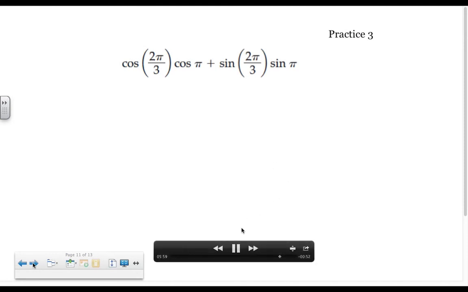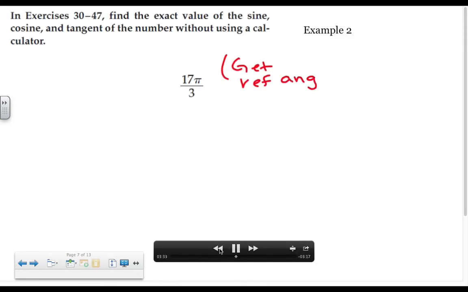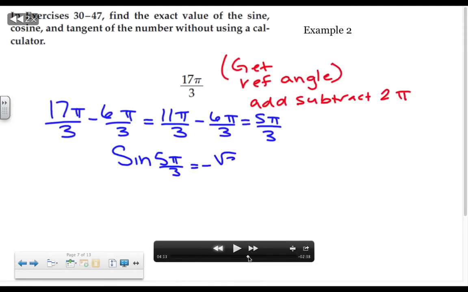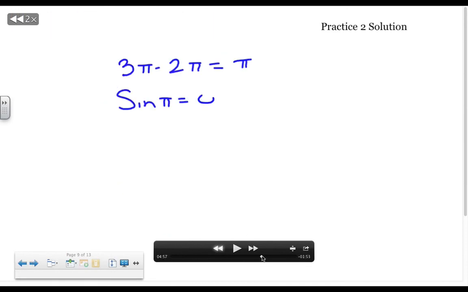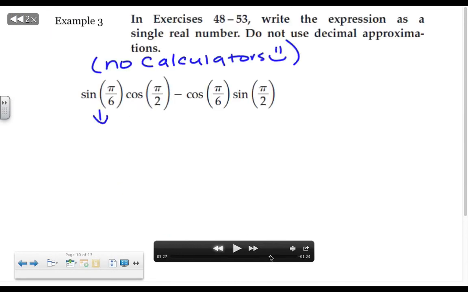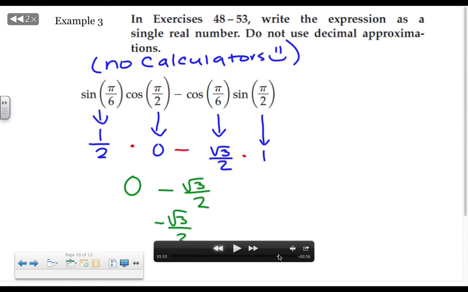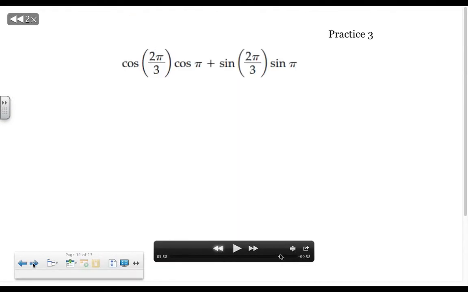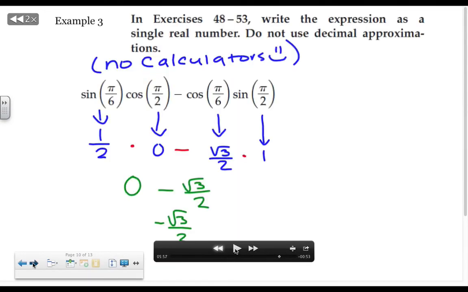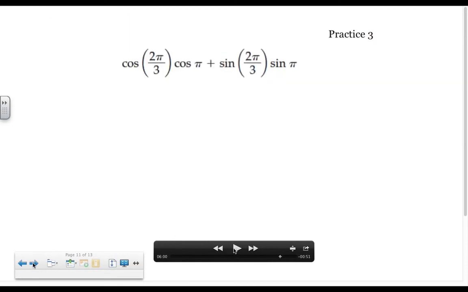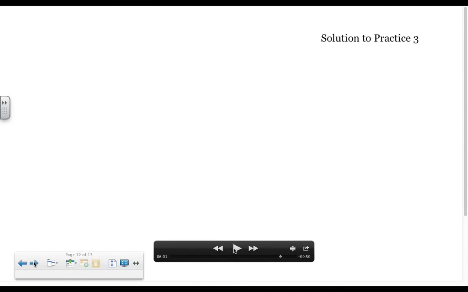Now here's your practice problem. Go ahead and pause. Oops, I messed up. I moved too far. I'm fine, we'll go forward. There we go. I don't know what the video is doing. I'm sorry, give me a second.